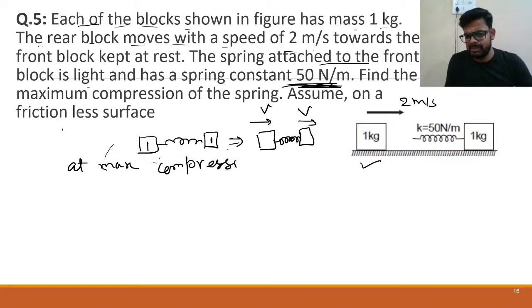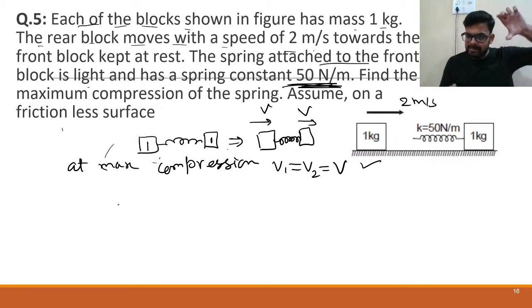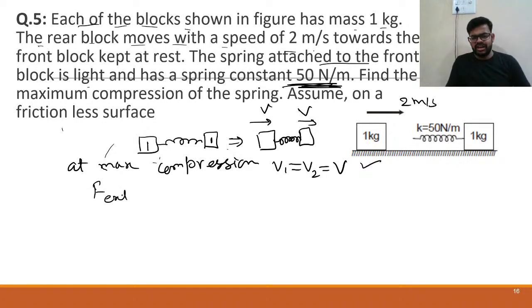So at maximum compression, we can write V1 is equal to V2 is equal to V. Both the blocks will move with the same velocity. Okay? Yes. So now how to find it? Simply speaking, the spring is part of the system, block 1 is part of the system, block 2 is part of the system. There is no external force, my dear friends. It means F external is 0. So in that situation, momentum remains conserved. So the initial momentum of the system will be equal to the final momentum of the system.